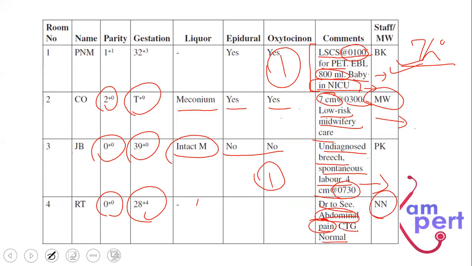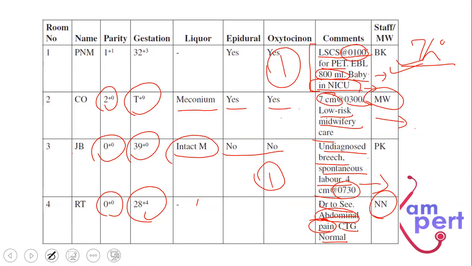The midwife has done the CTG, which is normal. So I will ask my ST1 to go and review her record, history and examination, because if it is a case of preterm labor, then we have to manage according to the unit protocol. According to the per abdominal and per vaginal findings, if she is in advanced labor, then we have to involve the pediatrician, involve NICU, and see the NICU facilities as well.